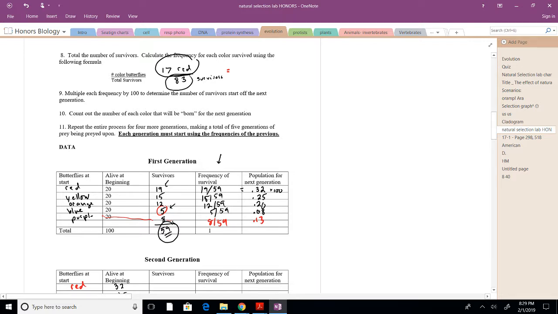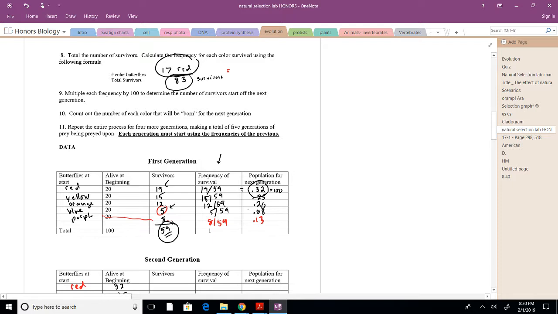Yellow, 15 out of 59. 12 out of 59 for orange. 12 out of 59. And then here's our blue. Only 5 out of 59 survived. And then purple wasn't too far behind. 8 out of 59 survived. Now, once you have your frequency, notice red increased to 0.32, blue went down to 0.08.